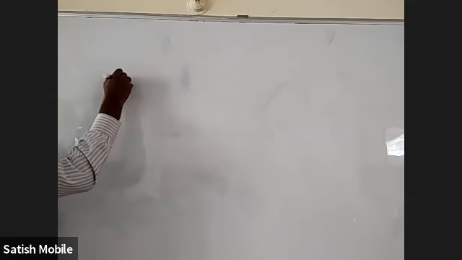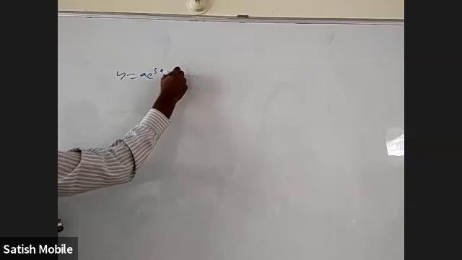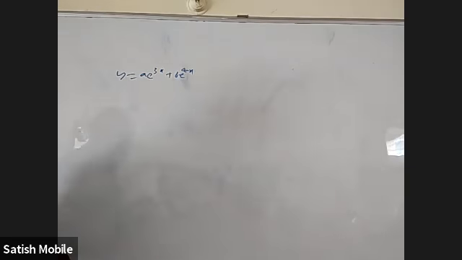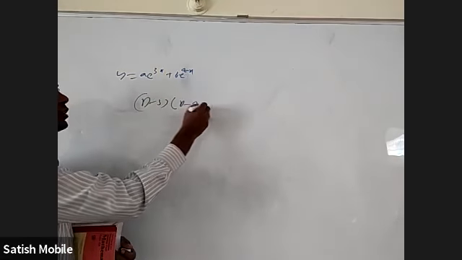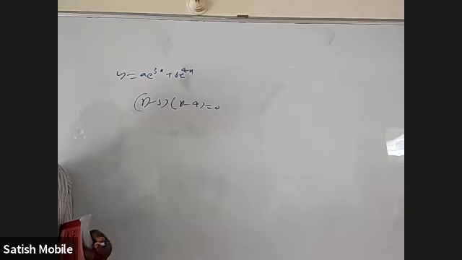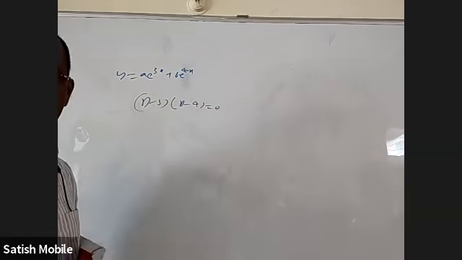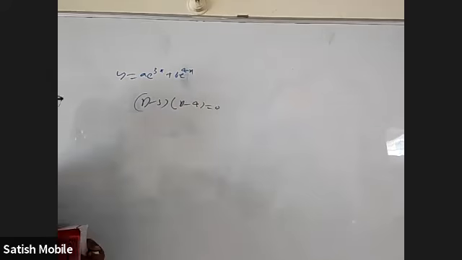One thing, y equal to a e power 3x plus b e power 4x. In the class I might have discussed 3 or 4 methods. In that, this (d minus 3)(d minus 4) equal to 0, that method you cannot use in IP. Other 3 methods you can use in IP. But in objective you can use that. Is it okay?